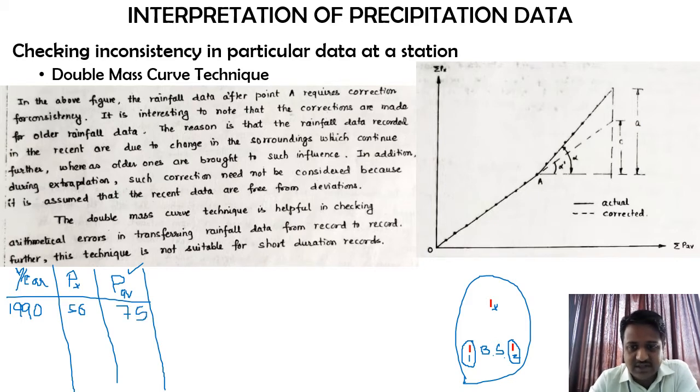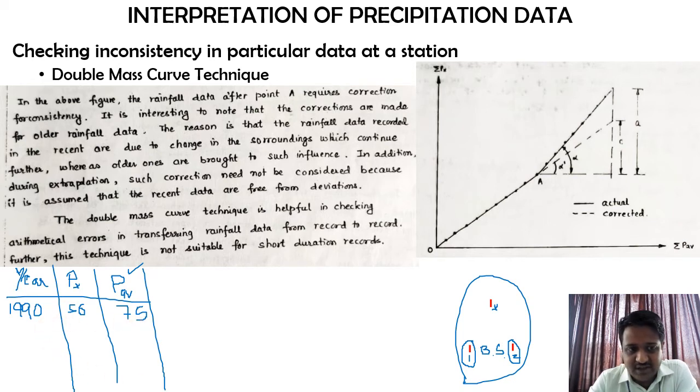Okay, so this 75, how this 75 value has come up, it is based on the addition of these two rain gauge station values divided by 2. That is the arithmetic average of the entire base station setup. Whenever we do that, at that time we are going to get the P average value.